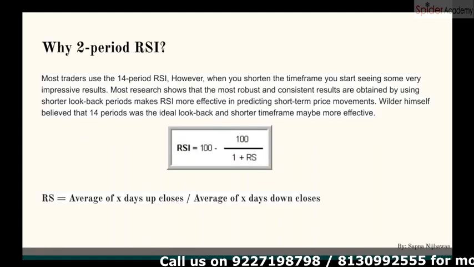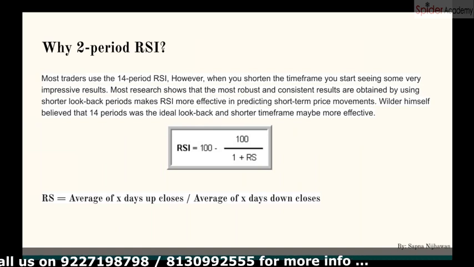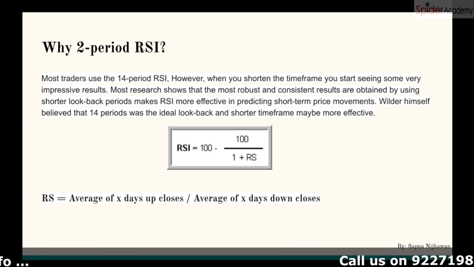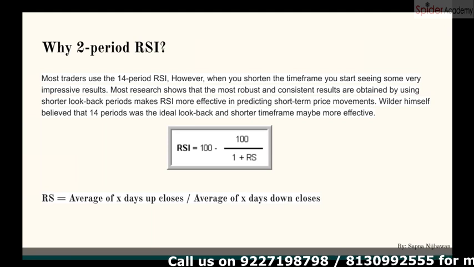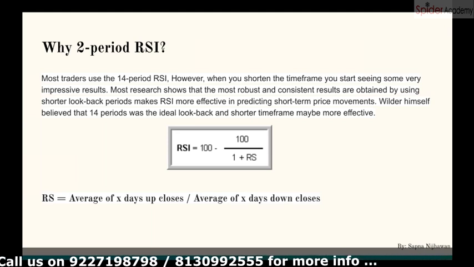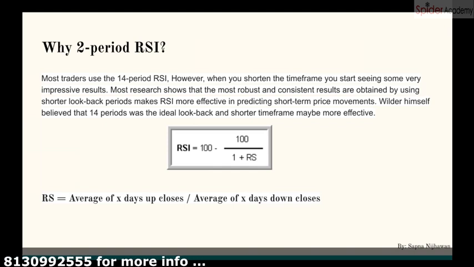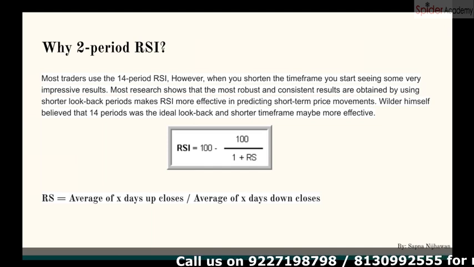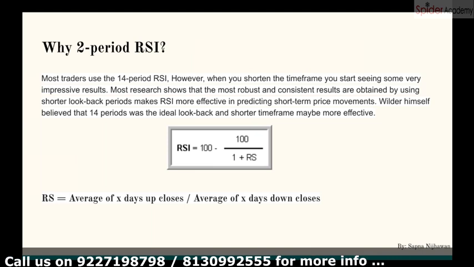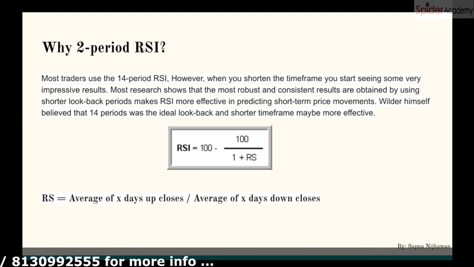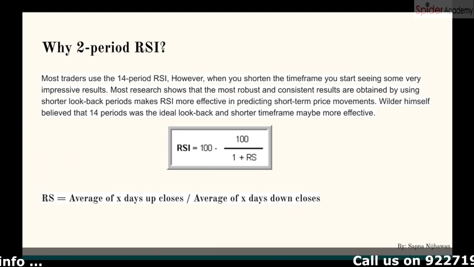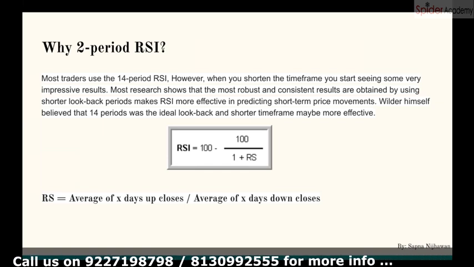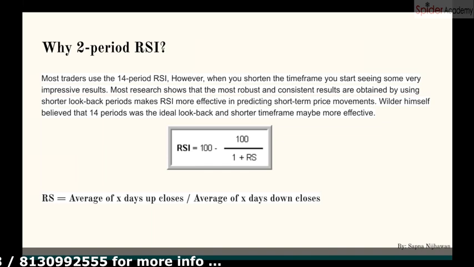So my question is, many will ask, why two-period RSI? Why not 14? See, most traders use the 14-period RSI. However, when you shorten the time frame, you start seeing some very impressive results. Most research shows that the most robust and consistent results are obtained by using shorter look-back periods, which makes the RSI more effective in predicting short-term price movements. Wilder himself believed that a 14-period RSI was the ideal look-back and that a shorter time frame may be more effective. So this is the formula for RSI, and you can actually calculate your own by adding the period and getting the price action.